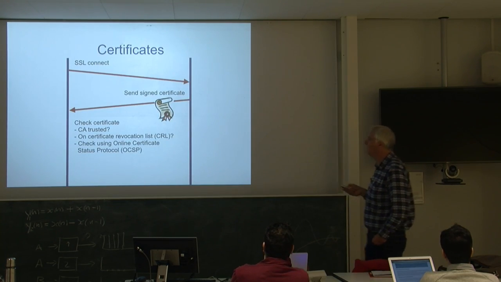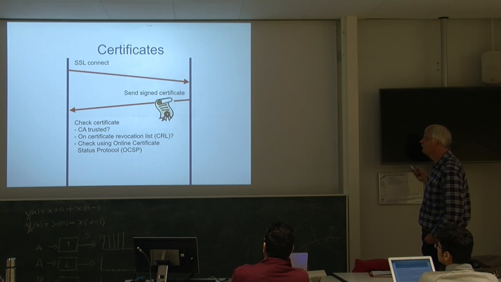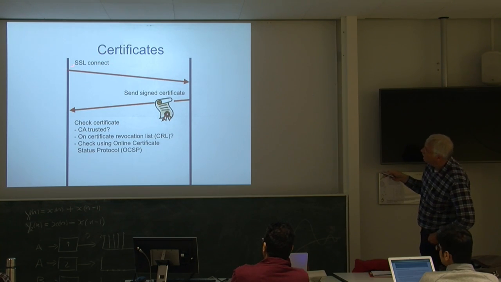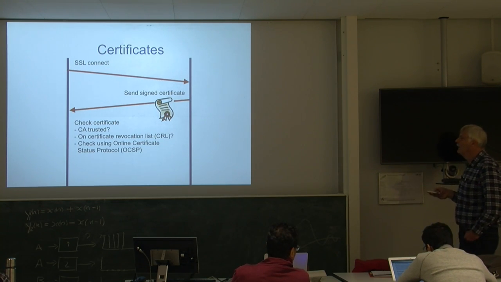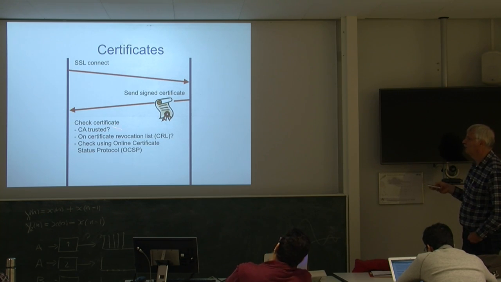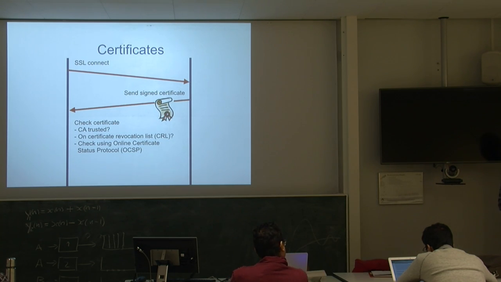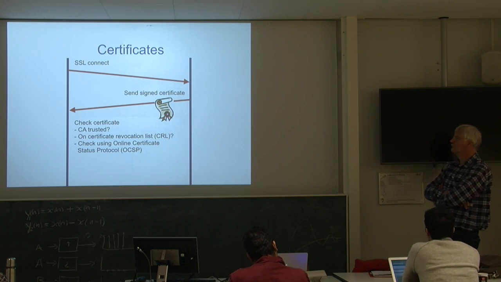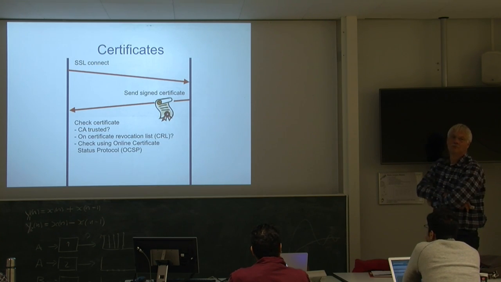Okay, so this is basically the checking of the certificate. Once you got a certificate from the certification authority, you include it in your website. Every time a client connects to you via SSL/TLS, you send back your signed certificate. And then you have to check if the certificate authority is trusted. How do you know if something is trusted? It's from a trusted CA. Yeah, but how do you know if a CA is trusted? You go all the way to the root authority.